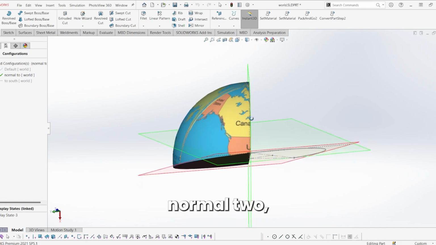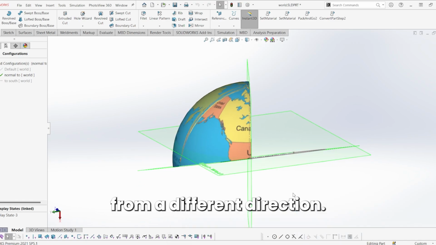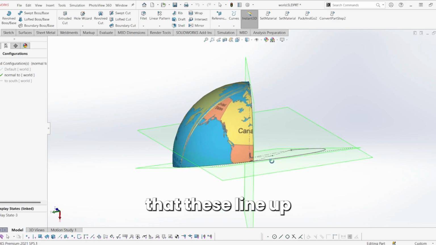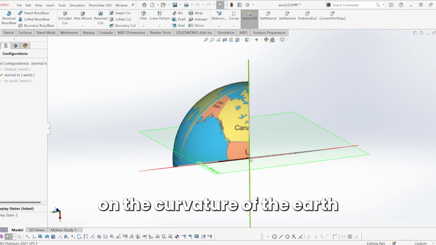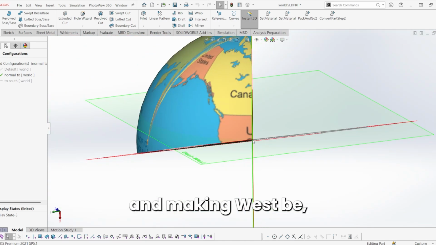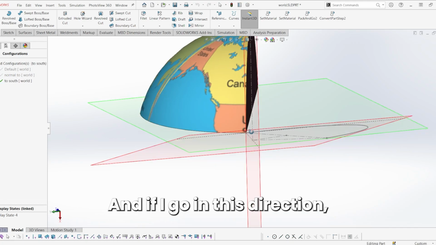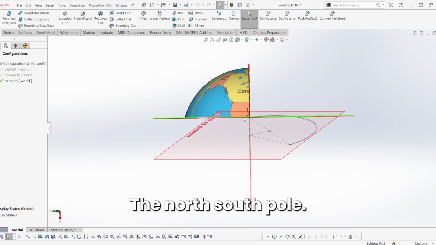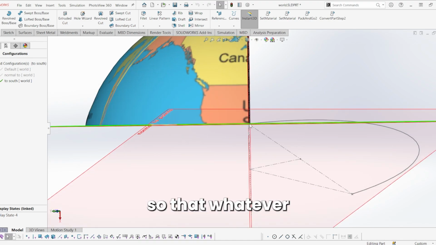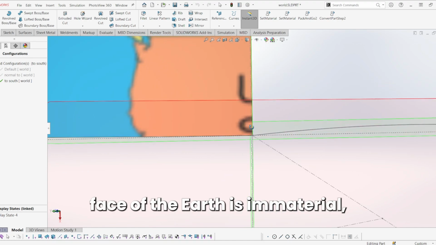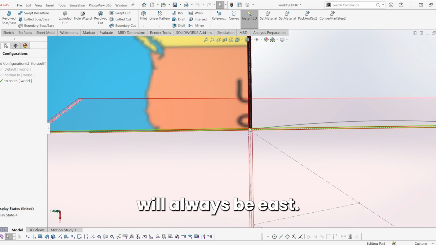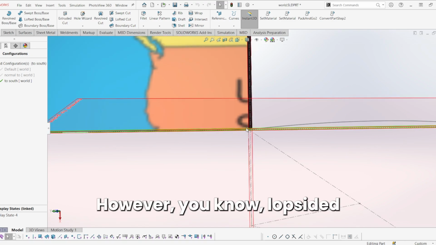So if you go normal 2, you cut the earth from a different direction, basically, and making sure that these line up normal to the 2 points, right? And what you end up doing is sitting on the curvature of the earth here, where you might be, and making west be a sort of a different angle to what it actually is. And if I go in this direction, I've cut it normal to the north-south pole, and I'm making it so that whatever angle or incline or curvature of the face of the earth is immaterial, because west or east will always be east, however lopsided you might be.